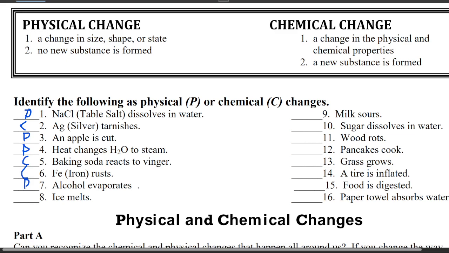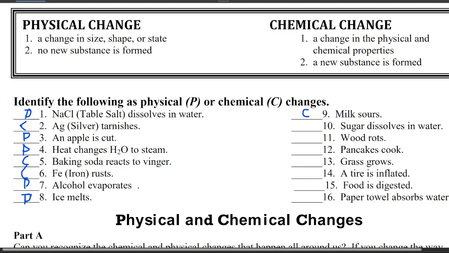Number 8, ice melts. Yet again, another phase change. We know it's physical. Moving over to the next column, number 9, milk sours. So when milk sours, it forms a precipitate, forms those hard chunks. We know that forming a precipitate is a sign of a chemical reaction. So it is a chemical change.